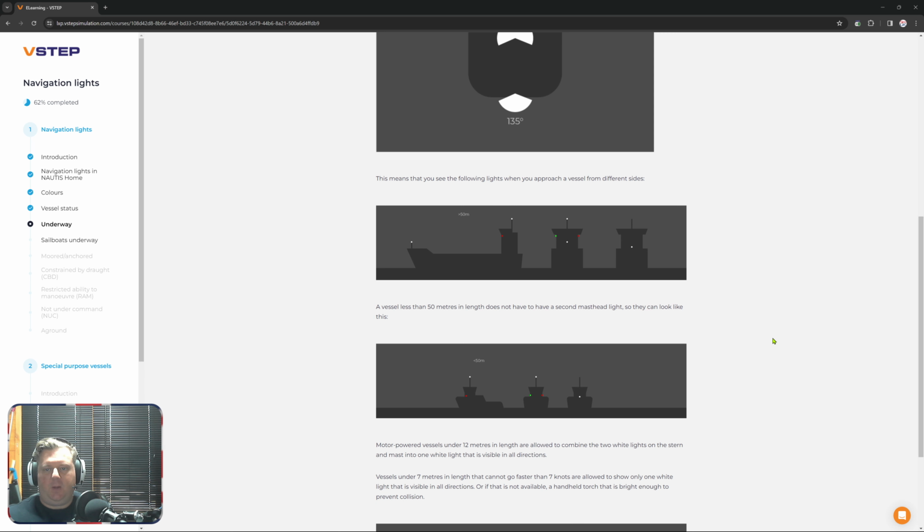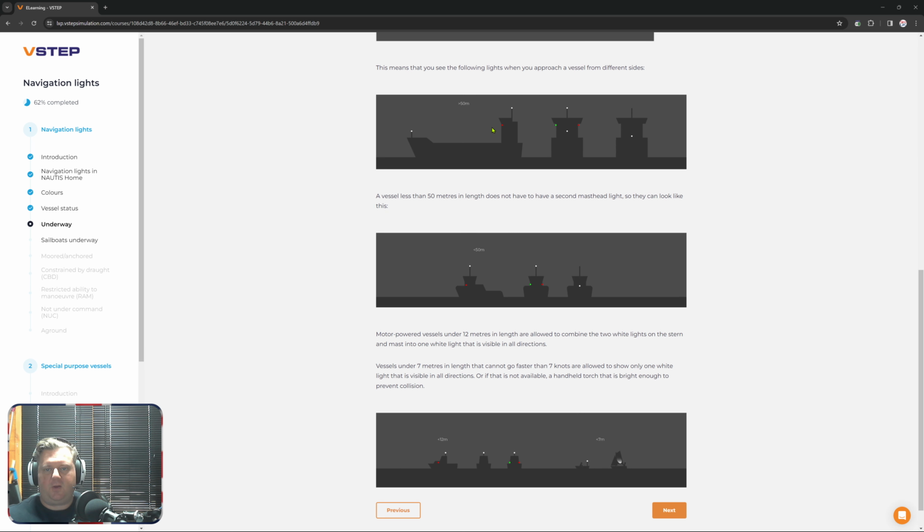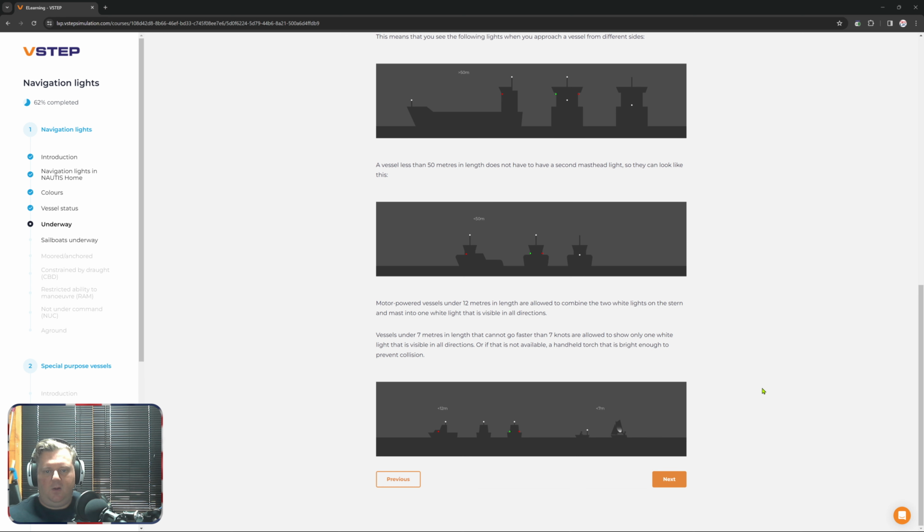This means that you see the following lights when you approach a vessel from different sides. So you see red and green. That means it's coming towards you. That's going away. A vessel less than 50 meters in length does not have to have a second masthead light, so they can look like this. Got you. Motor-powered vessels under 12 meters in length are allowed to combine the two white lights on the stern and mast into one white light that is visible in all directions, except from the rear. No? Oh, I see, like this. Yeah.